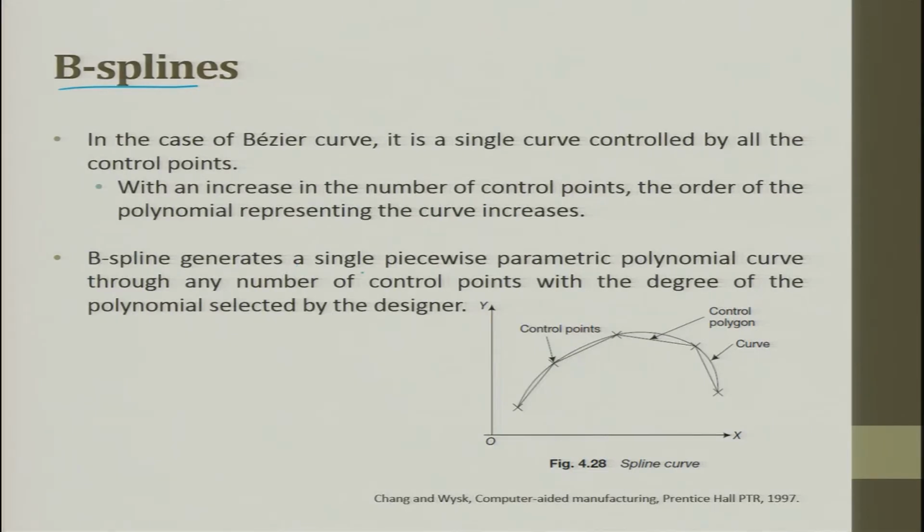B-spline generates a single piecewise parametric polynomial curve through any number of control points with the degree of the polynomial selected by the designer. So, you look at it, you see this is a B-spline curve. You see here it is now divided into several small patches. These are the control points, these are the control polygons. So, what was missing in Bézier could come out easily with B-spline.